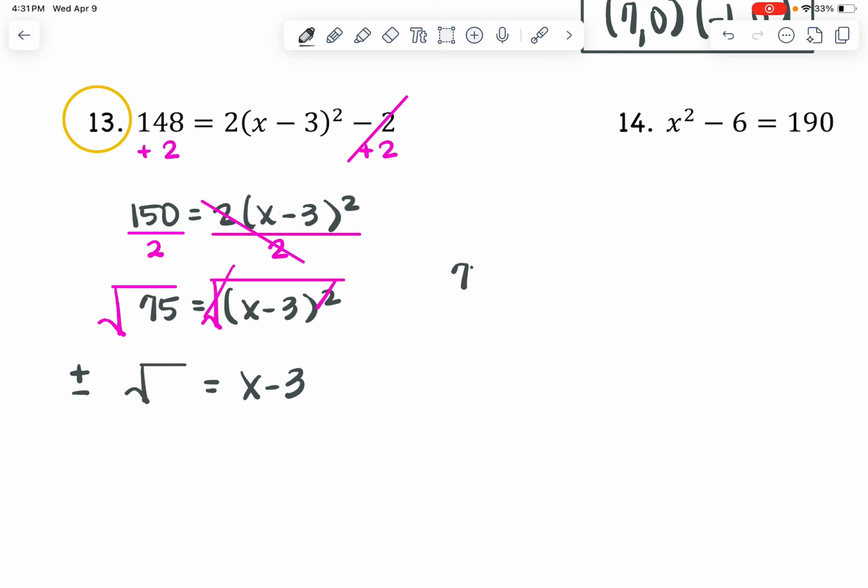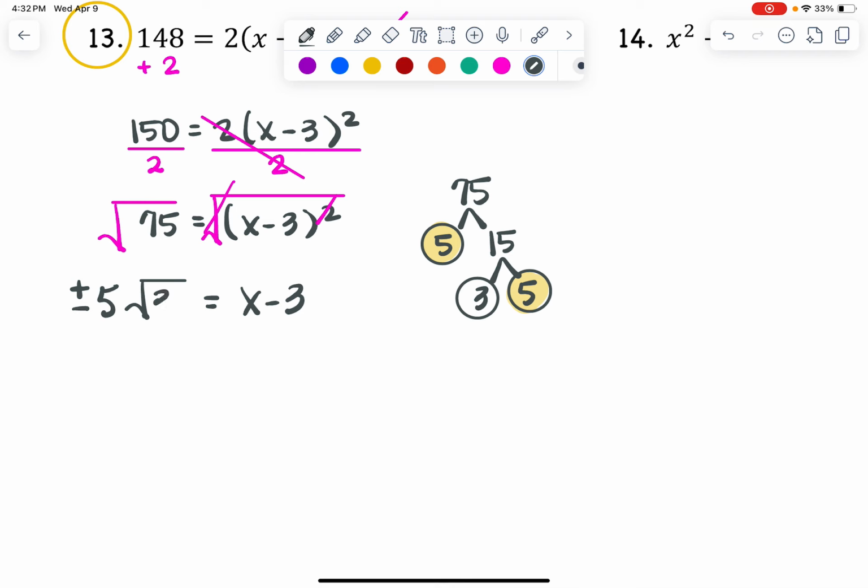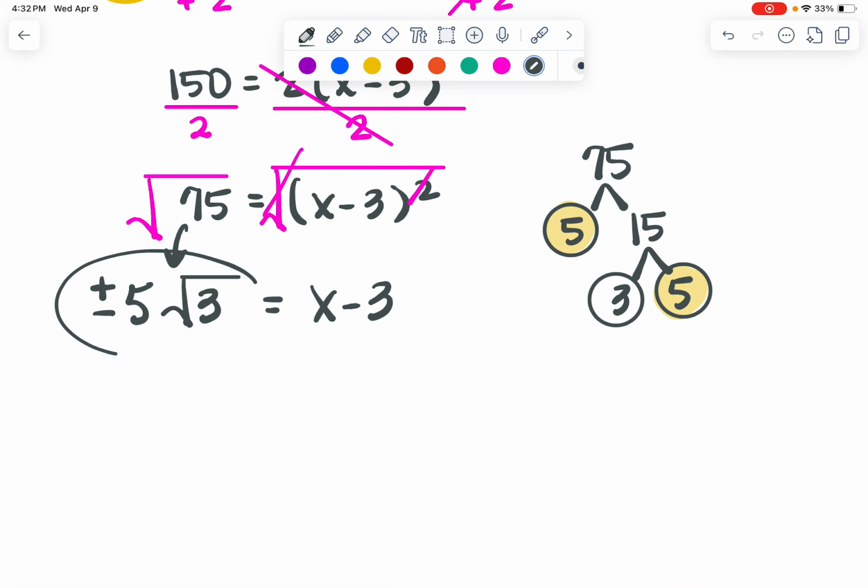So I've got to go off to the side, and I need to simplify the square root of 75 by finding factor pairs. So 5 times 15 would work. And then 5's prime. But then 15 can be broken down into 3 times 5. So it's a very short little factor tree. But you'll notice we have a pair of 5s, which means I can take out a 5 and leave the 3 inside. So that square root of 75 simplifies to plus or minus 5 root 3. And then you're almost done.